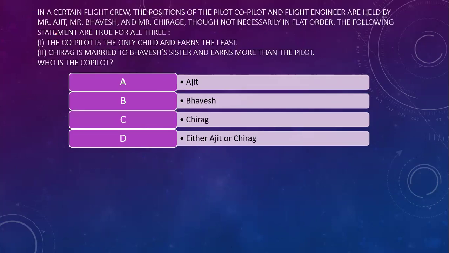Next question. In a certain flight crew, the positions of pilot, co-pilot, and flight engineer are held by Mr. Ajit, Mr. Bhavesh, and Mr. Chirag, not necessarily in that order. The following statements are true for all three. The co-pilot is the only child and earns the least. Chirag is married to Bhavesh's sister and earns more than the pilot. Who is the co-pilot?